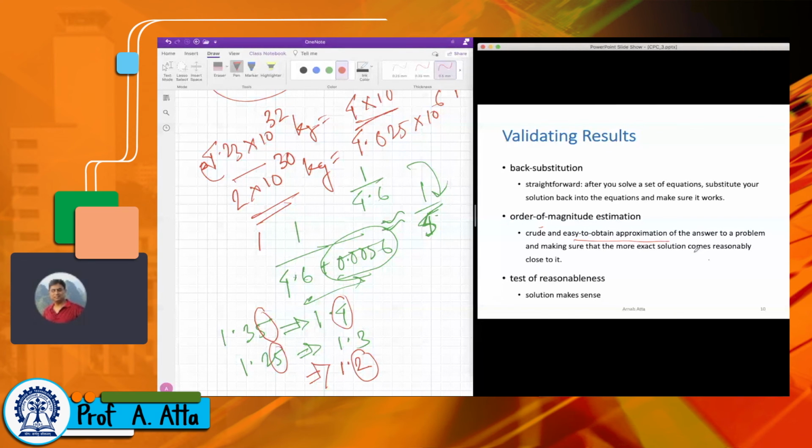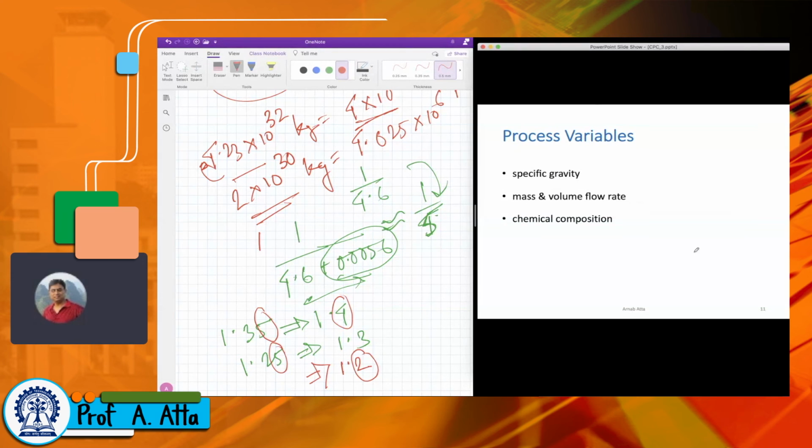Now, from tomorrow or the next class, I will start in detail about our main concern, which we typically call the processes and their process variables. Let me give you an introduction today so that we can begin the next class on a better note. Let me understand again your concept of moles, mole fraction, these kinds of terms.